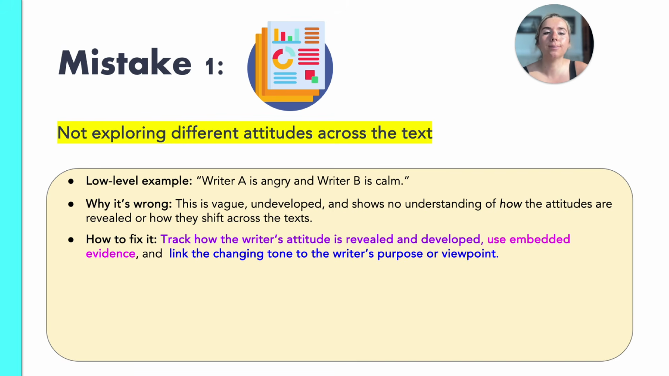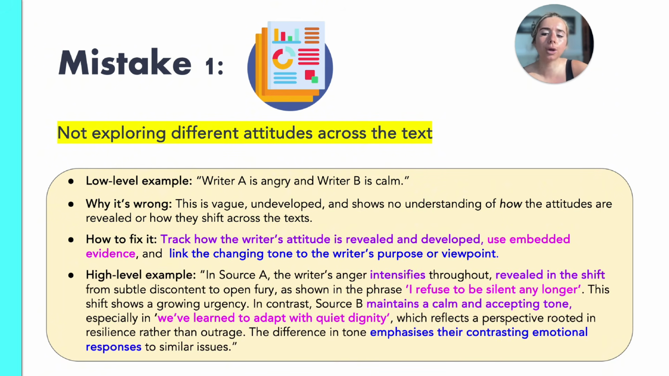Now, how to fix it? You want to track how the writer's attitude is revealed and developed, use embedded evidence, and link the changing tone to the writer's purpose or viewpoint. So in a high-level example, when we're talking about how the writer's attitude is revealed, where is it shown? Does it stay the same? When is it revealed? So in source A, the writer's anger intensifies throughout, revealed in the shift from subtle discontent to open fury, as shown in the phrase, "I refuse to be silent any longer."